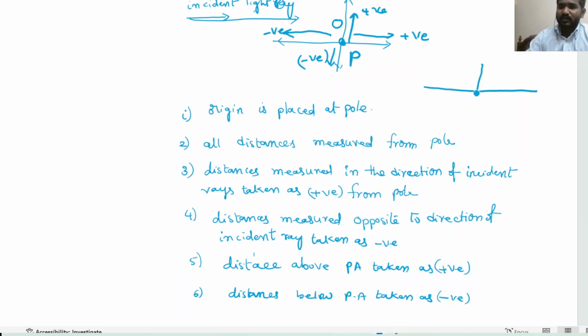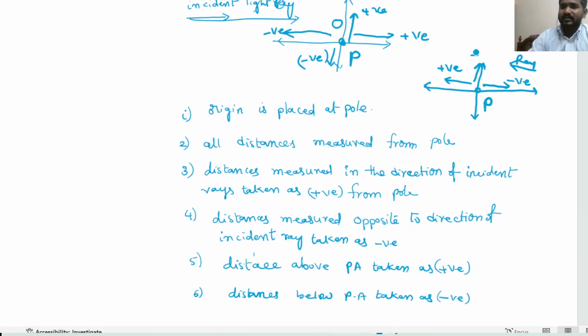Let us take it as your principal axis, and it is the pole. There is no doubt about it. Now, incident light rays will move in this direction, so it is your incident ray direction. From the pole, in the direction of incident light rays is taken as positive. From the pole, opposite to the direction of incident light rays is taken as negative.